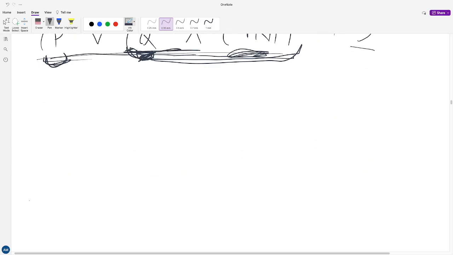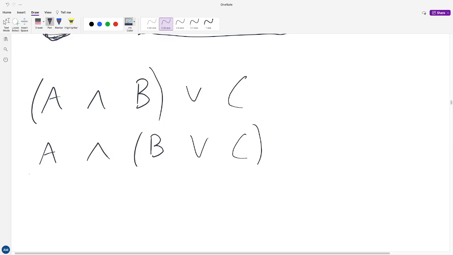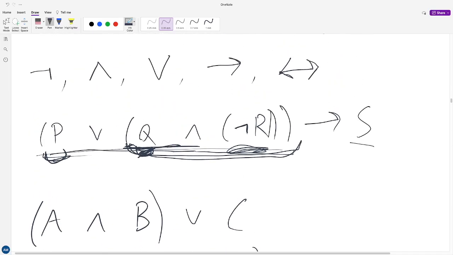And if you want to say something like A and B or C, this statement right here means the same thing as A and B, or C. If you want to draw the parentheses differently to mean that B or C are grouped together, then this is a completely different statement. This means A and, B or C. So that's just some order of operations right there.